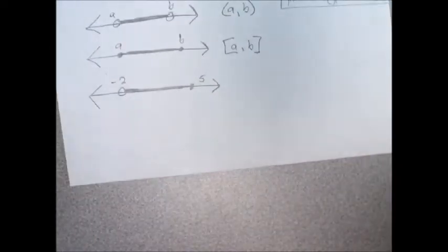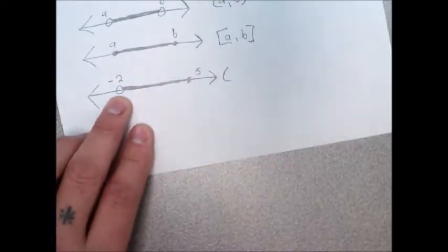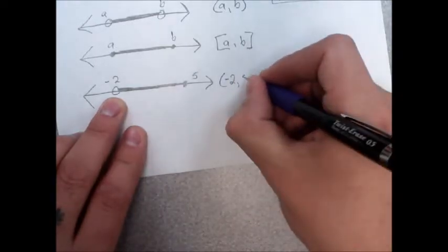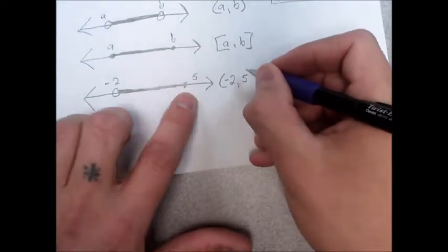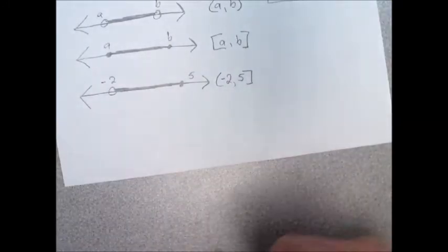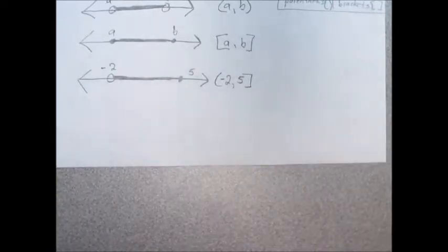So if I'm going to describe this, because this is exclusive, I have a parenthesis. Then I put the number that it starts at, -2, comma, and I'm going all the way to +5. And because this is inclusive, I put a bracket. So it's really not difficult, it's just a matter of notation. Okay, so interval notation looks like that.